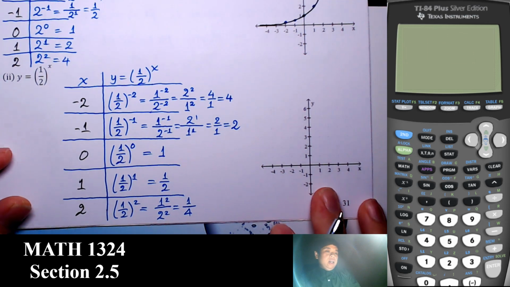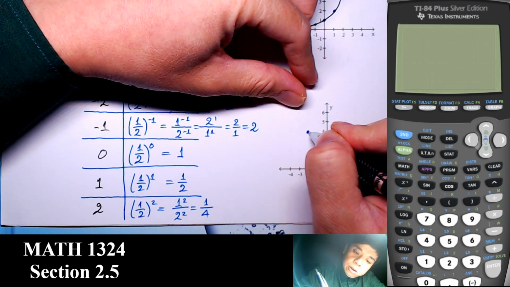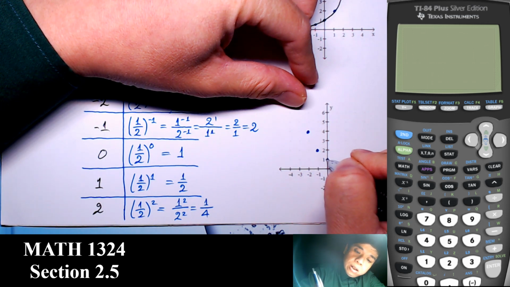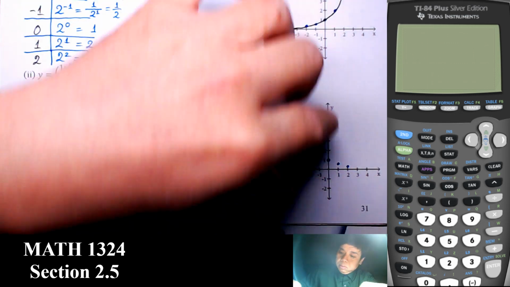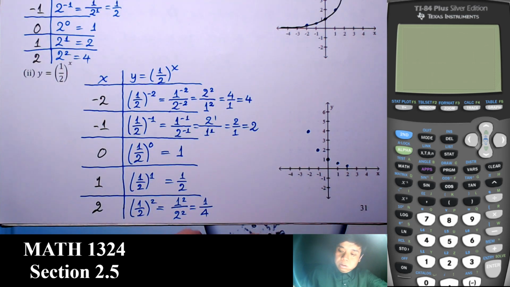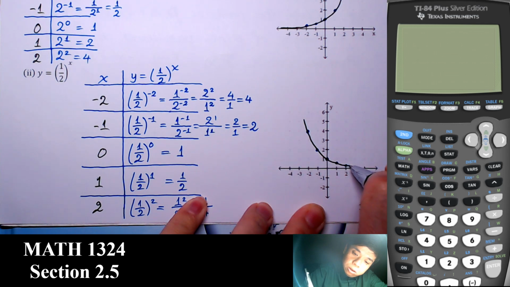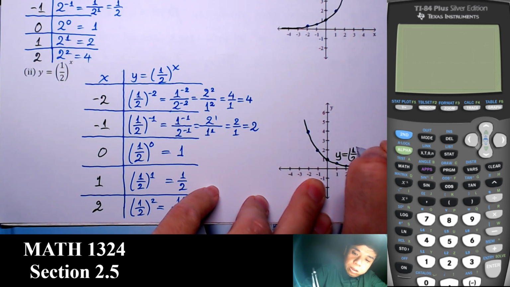Right, so you have the points. Now plot all the points here. -2, 4; -1, 2; 0, 1; 1, 1/2; 2, 1/4. That is y equals (1/2) to the x power.